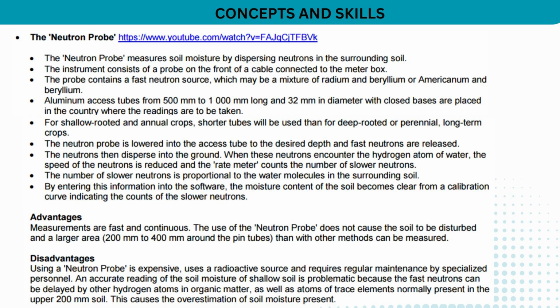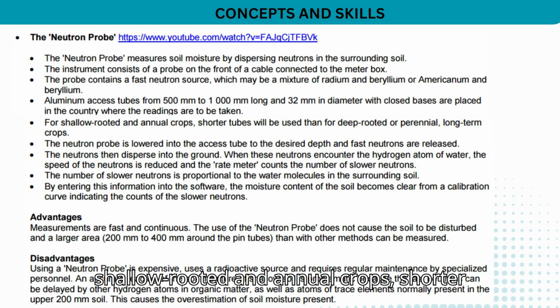The neutron probe measures soil moisture by dispersing neutrons in the surrounding soil. The instrument consists of a probe on the front of a cable connected to the meter box. The probe contains a fast neutron source, which may be a mixture of radium and beryllium or americium and beryllium. Aluminum access tubes from 500 mm to 1000 mm long and 32 mm in diameter with closed bases are placed in the country where the readings are to be taken.